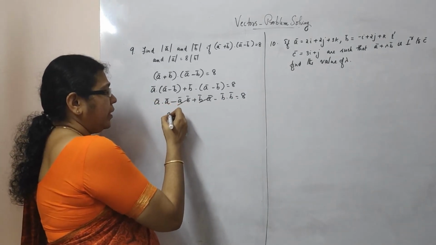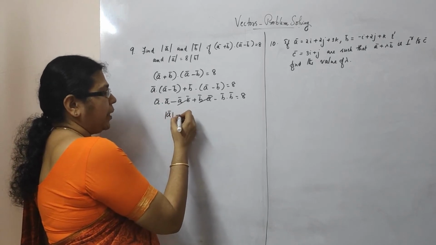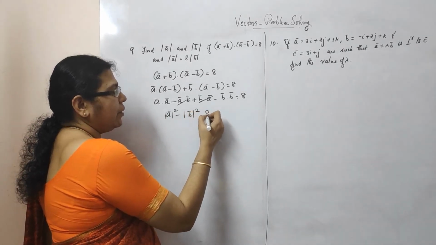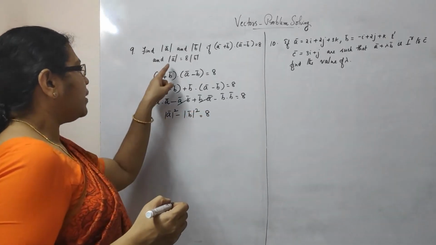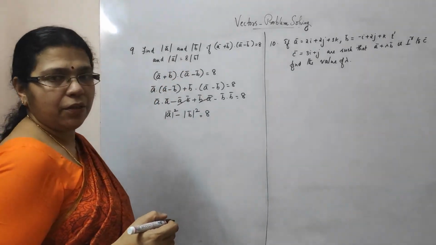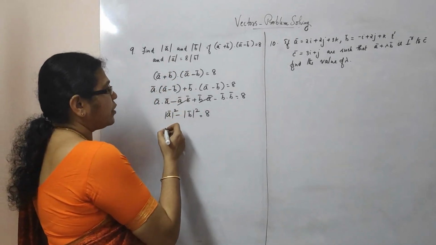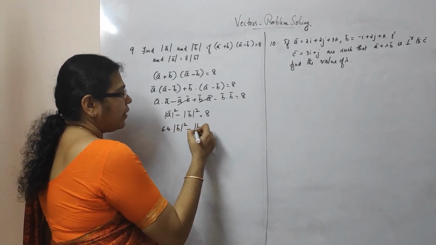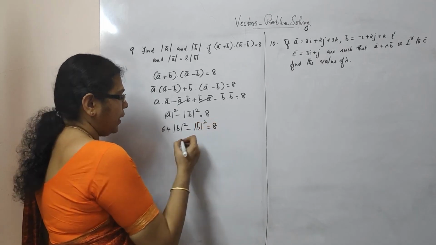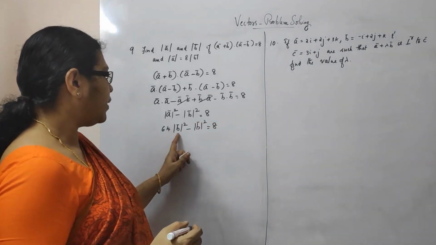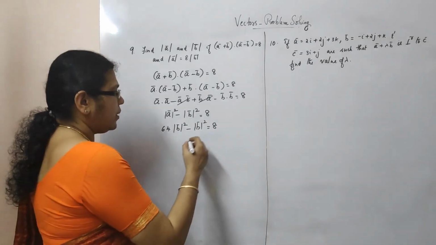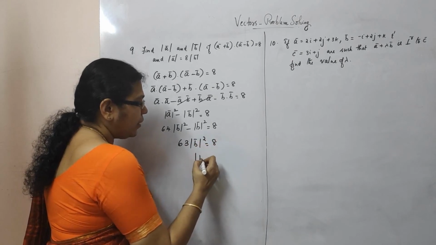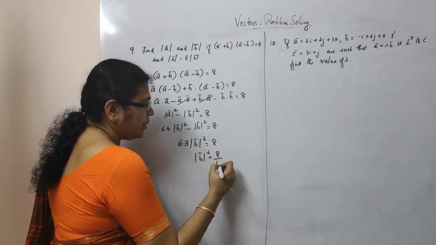What is vector A dot vector A? It is the magnitude of vector A squared minus the magnitude of vector B squared is equal to 8. Now it is given the magnitude of A is equal to 8 into the magnitude of vector B. So what is the magnitude of vector A squared? 64 times the magnitude of vector B squared minus the magnitude of vector B squared is equal to 8. That is 63 times the magnitude of B squared is equal to 8. So the magnitude of B squared is equal to 8 by 63.